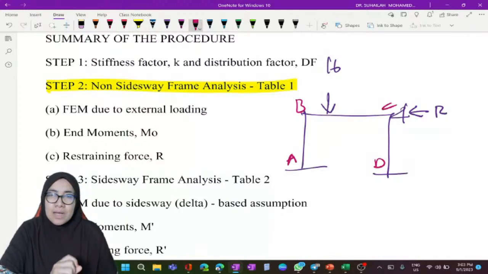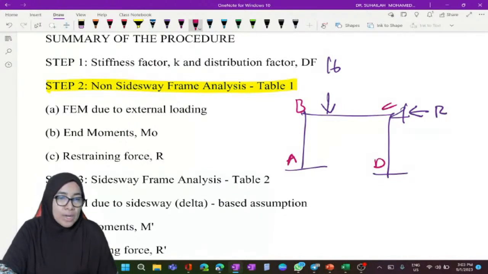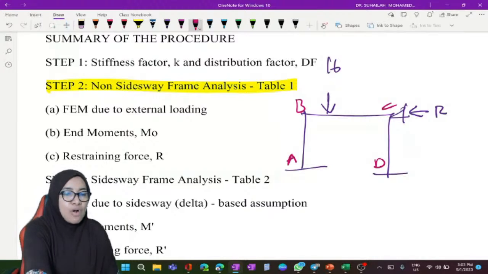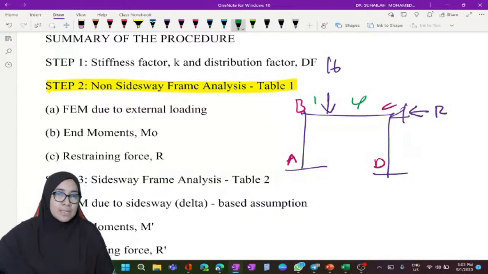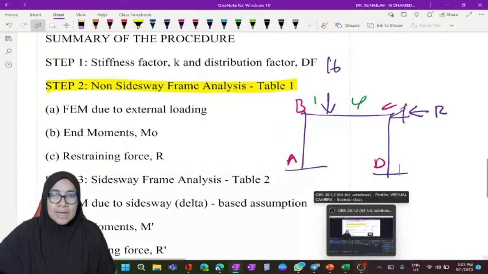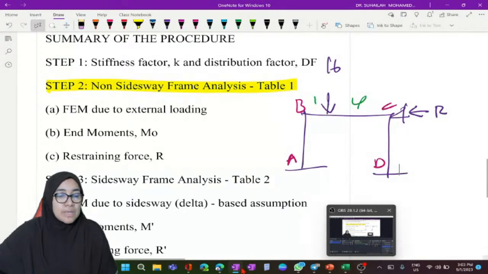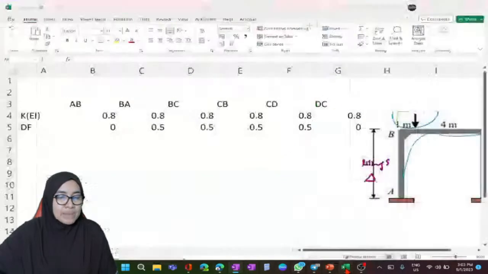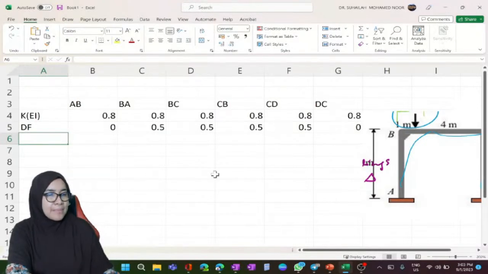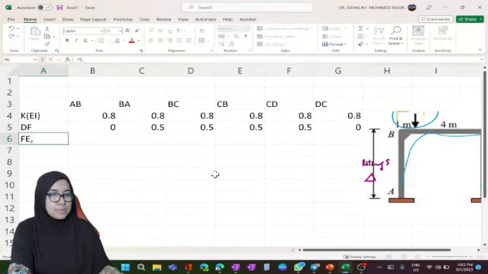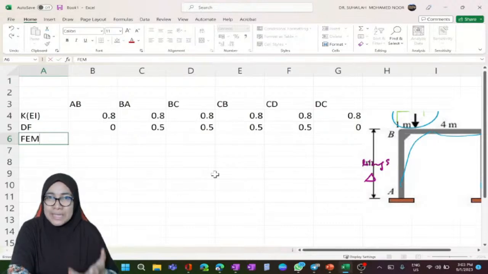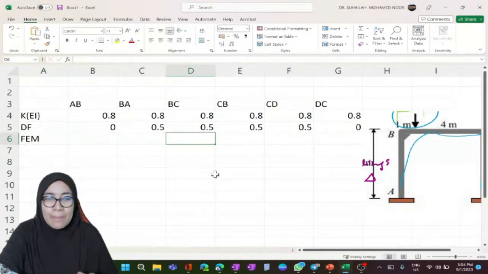Based on this diagram, we have FEM, which comes from member BC only. We have 1 meter and 4 meters. So we calculate the FEM by referring to the appendix given. Okay, move back to Excel. This is FEM due to loading, table number 1. So we have FEM for member BC.